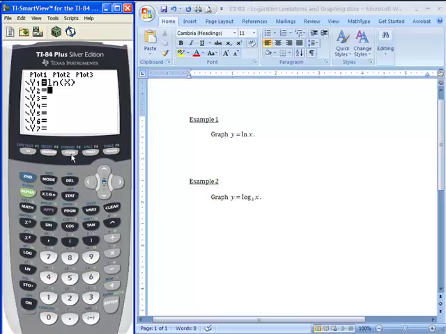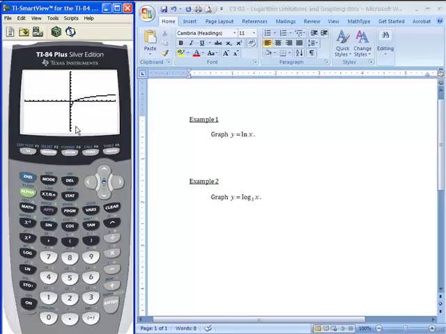And now I'm just going to plot that in a standard window. So I'm going to press zoom and 6. And we get the graph of the natural log of x. Now, logarithmic functions in general pass through the point (1, 0) on the graph, and you can see that happening here on this graph, where it crosses the x-intercept. We know that the domain of one of these functions is positive numbers, that is, numbers greater than 0. This function will never touch or cross the y-axis.